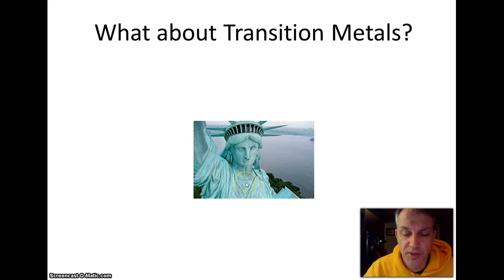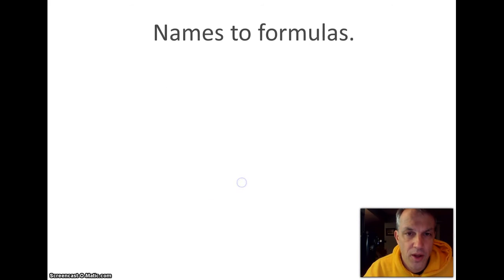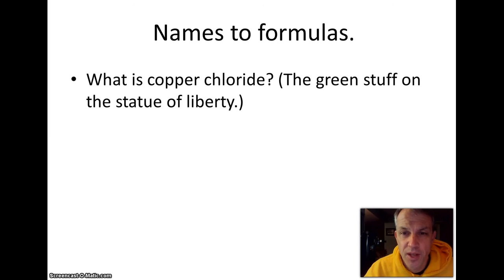Well, actually, one time I was at the Statue of Liberty. I saw this nice green color, asked somebody what the green color was, and the guy said copper chloride, and I knew he was wrong for a couple of reasons. So let's talk about names to formulas with transition metals.